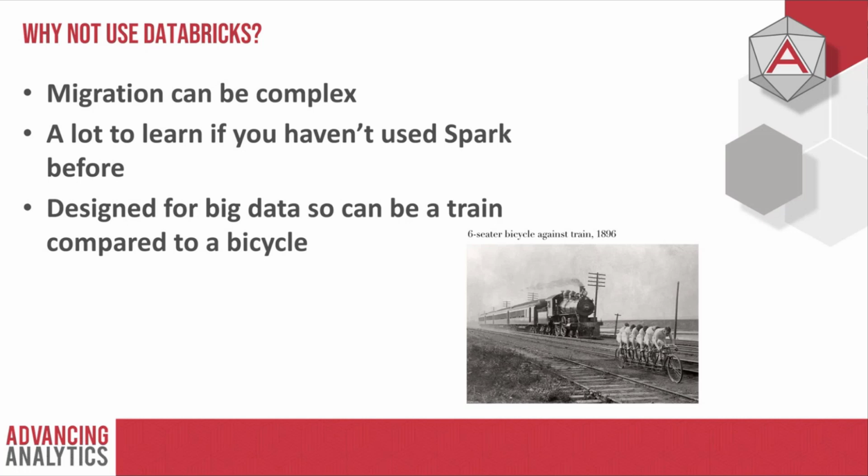And finally, I've put it can be a train compared to a bicycle. And what I mean by that is that trains can be very fast and powerful and hold a lot of people and goods and move them very quickly. But if you want to go to the shop at the end of the road, sometimes a bicycle is better than a train. So if you're dealing with a really small amount of data and you don't need all of this parallel processing, then maybe go with the bicycle and not Databricks.